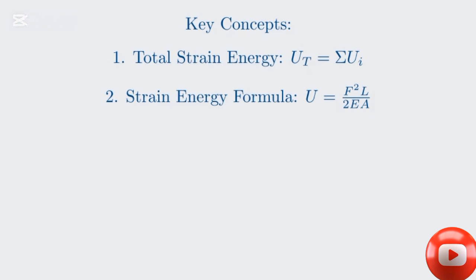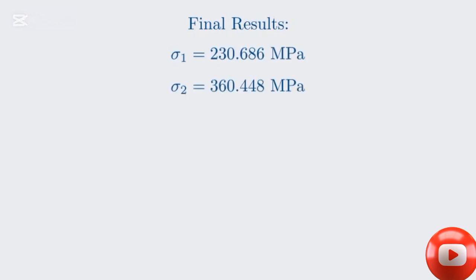Let's quickly recap what we've accomplished. We started with a problem involving strain energy and an unknown force in a composite bar. We reviewed the key concepts required for this problem, namely the total strain energy in a multi-section bar. We established that the total strain energy is the sum of the energies in each part, and introduced the strain energy formula U equals F squared L over 2EA. We successfully calculated the stress in each part, sigma 1 and sigma 2, by first determining the respective cross-sectional areas and then applying the stress formula, sigma equals F over A. We found that the stress in the solid section was 230.686 megapascals, and in the hollow section, it was 360.448 megapascals. This problem is a great way to reinforce the relationship between energy, force, geometry, and stress in structural elements.